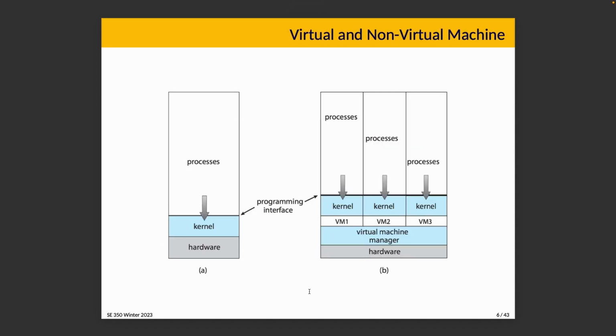So your typical behavior for a non-virtual machine is shown as A on the left here, where we have our hardware. Above that we have our operating system, including the kernel, and then there's the API, the programming interface, and above that the various processes run. And over on B, we have the situation where the hardware has a virtual machine manager. It has some number of virtual machines, and each virtual machine, in this case 3, contains its own kernel, its own processes, and they are separate. As I say, this isn't the only way to organize it.